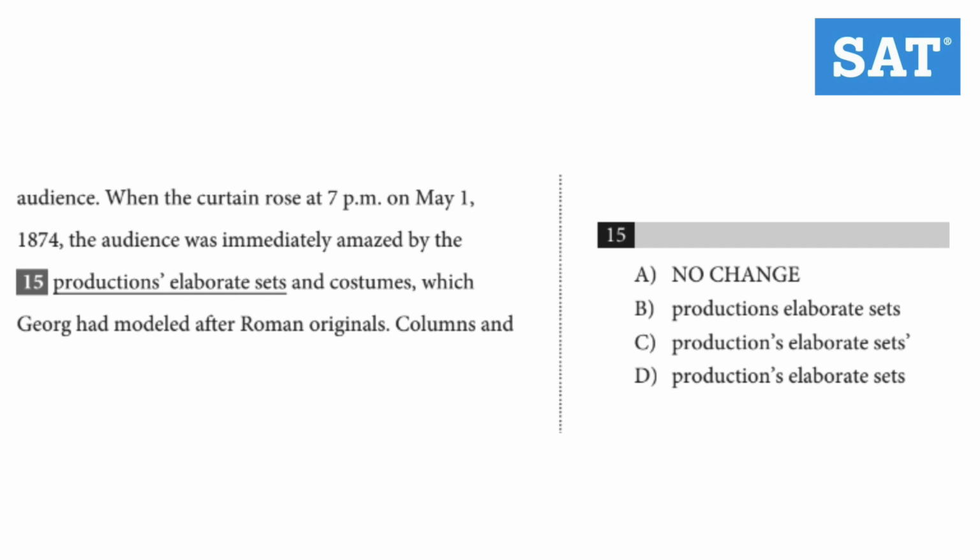And how many sets were there? One set or many sets? Well, it looks like sets and costumes. So we're going to immediately eliminate A and B because it was one production and many sets. And then did the sets belong to the production? They did. So production, apostrophe S, elaborate sets and costumes.